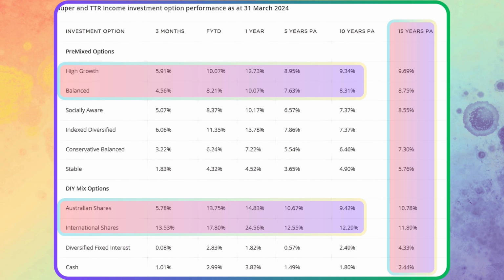We looked at the returns, and going even further, you will see on this table the last 15-year average return per year on the column to the right. You will see high growth and balanced at 9.69% and 8.75%.